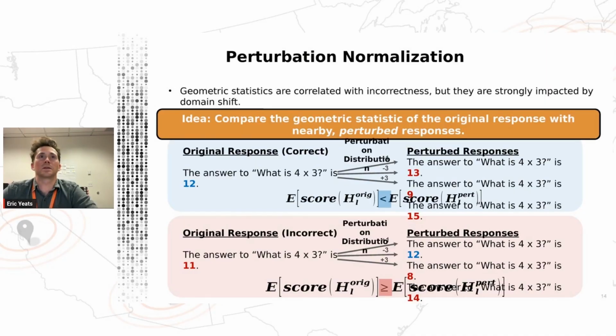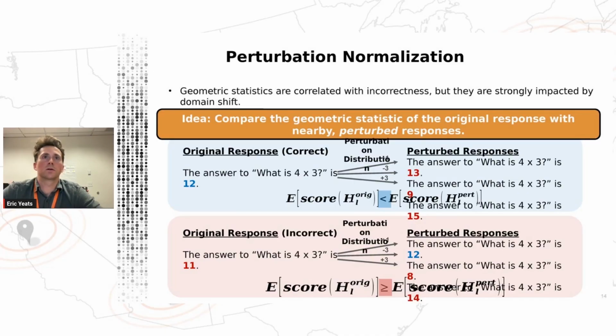So we developed this technique called perturbation normalization. We had found that geometric statistics are correlated with incorrectness, but they are strongly impacted by domain shift. So our idea to account for that is we want to compare the geometric statistic of the original response with that of nearby perturbed responses. And there are two cases that we need to consider.